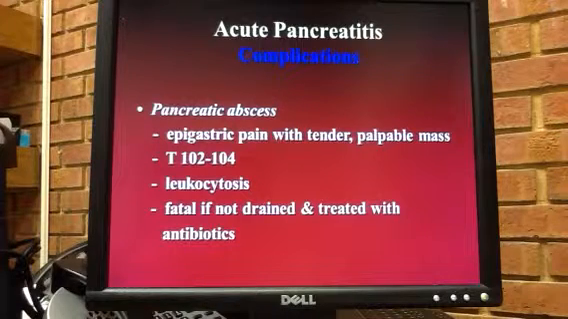Temperature goes very high, white blood cell count goes high, and this is a fatal situation if the abscess is not drained and treated with antibiotics. Now, there is no data that supports use of prophylactic antibiotics in pancreatitis to prevent pancreatic abscess. No data on that.